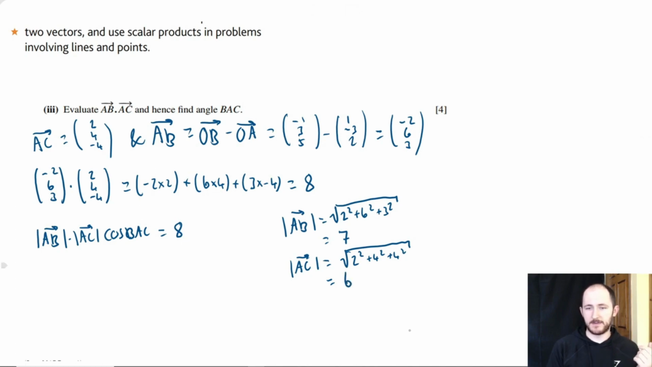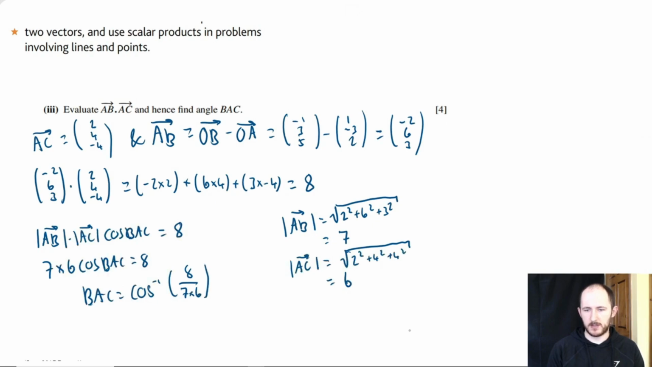So in short, we have 7 times 6 cos BAC equals 8. So we can just work out that the angle BAC is the cos inverse. Again, this is just a simple rearrange. 8 over 7 times 6, which should be 79 degrees. So I have a calculator, one sec. 79 degrees. Perfection. 4 marks. Bit involved, but again, for a CIE question, it's actually not too bad. But let's go on to the next one.